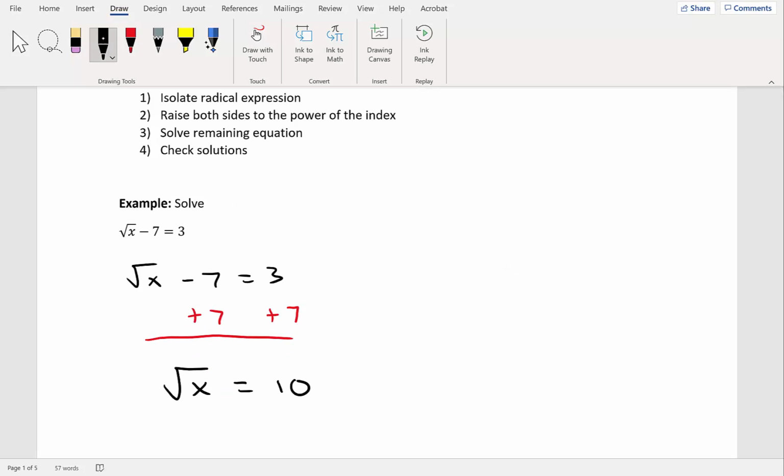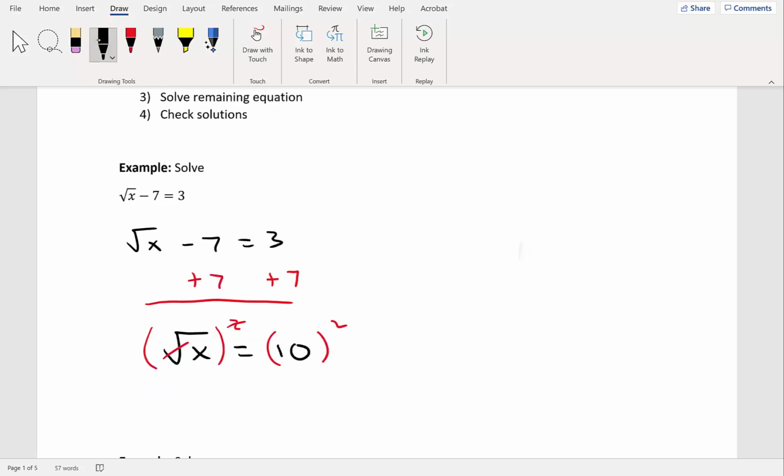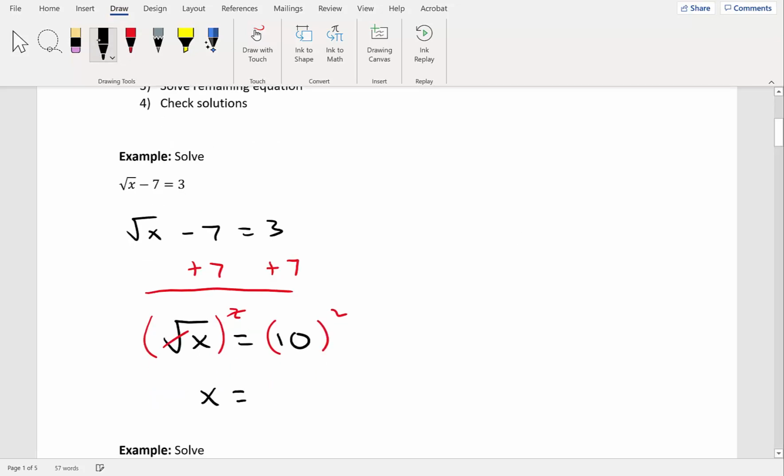Now step 2 is to raise both sides to the power of the index. Well, when we're dealing with square root, our index is 2. So I'm going to raise both sides of my equation to the second power. So now what happens is square root and second power, these cancel out with each other, leaving me with x is equal to 100. And now my equation's already solved, since I have my x completely by itself.